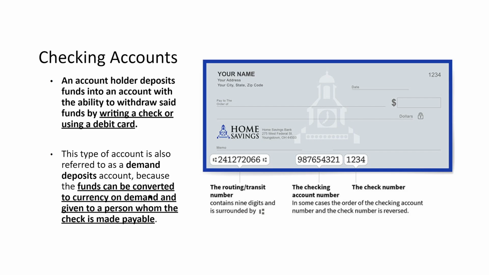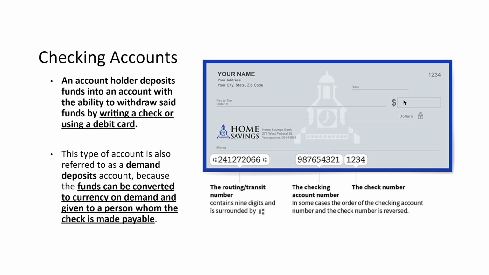And if you're not sure what a check is, this is what they look like. Okay, it's going to have your name, your address right here. You fill in the date in which the check is going to be when it's written. Then you put here the name of the person or the institution that you're paying. You put the dollar amount to the penny right here.